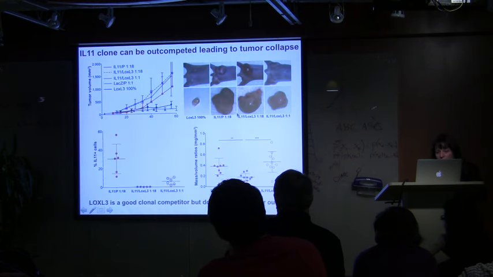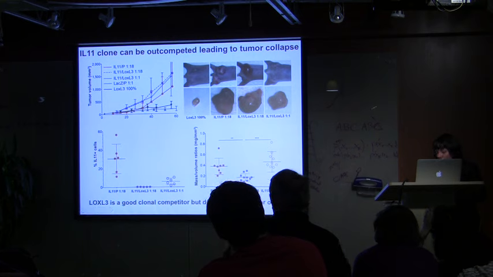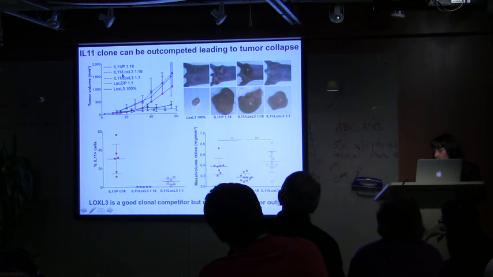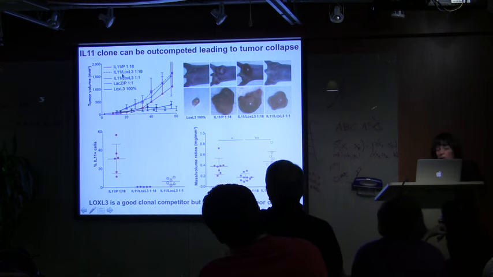And then this last data slide is what we wanted to see: IL-11 drives the growth of the tumor, but it's not a good clonal competitor. So what would happen if we mix the IL-11 clone with a clone that doesn't drive the growth of the tumor, but is a very good clonal competitor? So in this experiment we had LOXL3, which is another gene that was a very good clonal competitor, but those tumors are not big. They remain small.